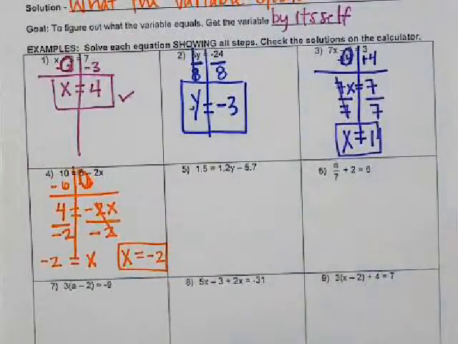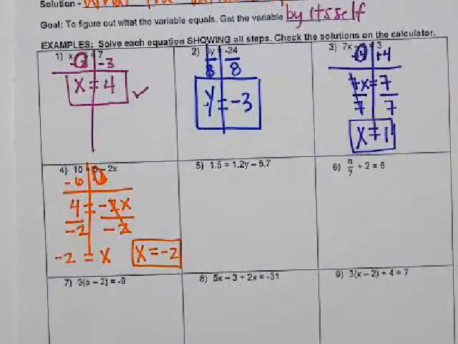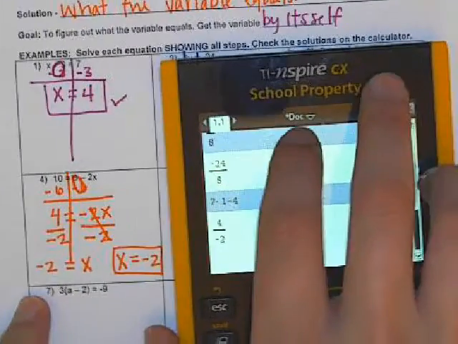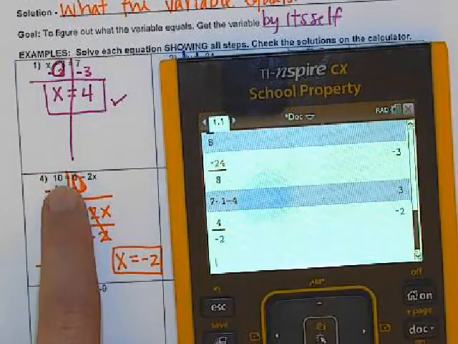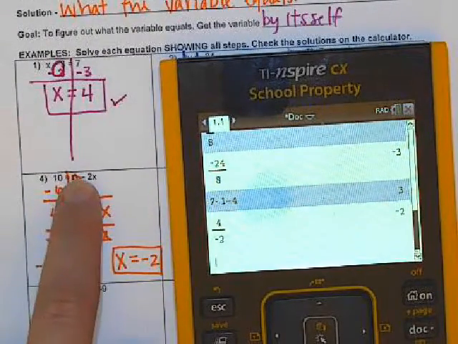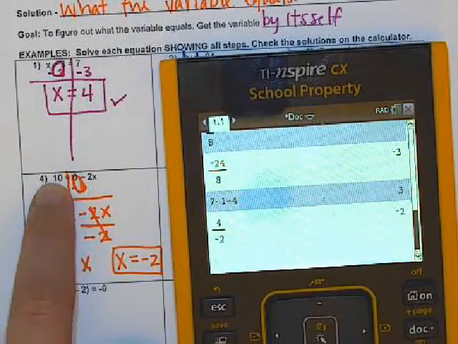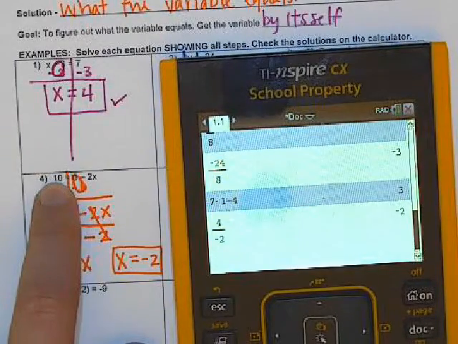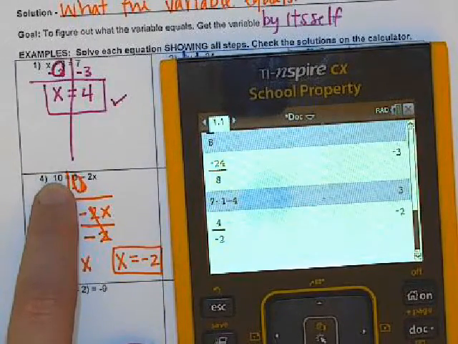Okay, look at number 5. Whenever you check the answers, do you put the equal sign in? Oh, sorry, I forgot to check it. No. The equal sign just tells you, when I plug in -2 on this side, that if it equals 10, you got the right answer. If it equals anything else, you got something different.